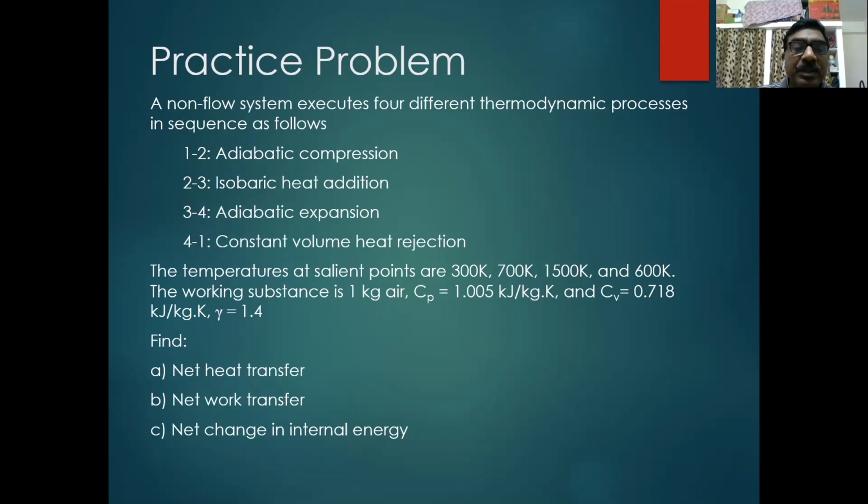Net means for all the different processes you have to calculate the amount of heat transfer, work transfer and internal energy during each individual process, and then take the algebraic sum of all the quantities. If you take the algebraic sum of all the quantities, then you will get the net heat transfer or work transfer for the entire cycle. Let us see how it can be done.